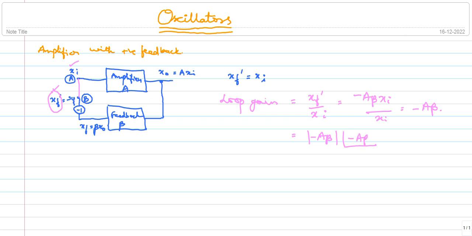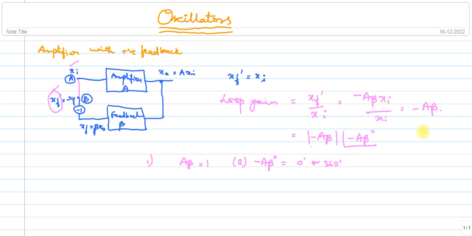It is A beta angle, let me call it minus A beta degree. Now how can we go about this? This is modulus only, so I can simply write A beta is equal to 1. This is one condition, and it is sufficient for me. The second condition should be the A beta angle, and this should be equal to either 0 or 360 degree.